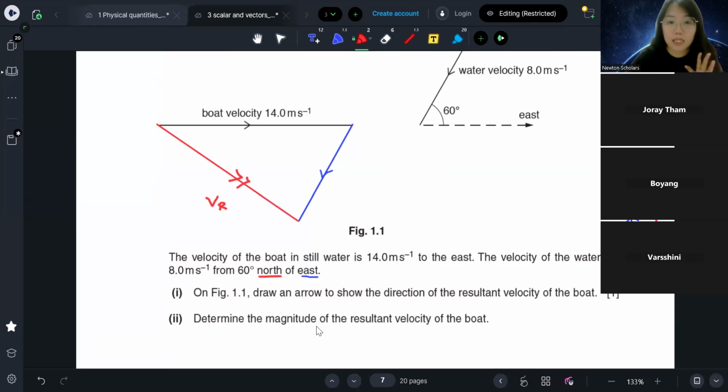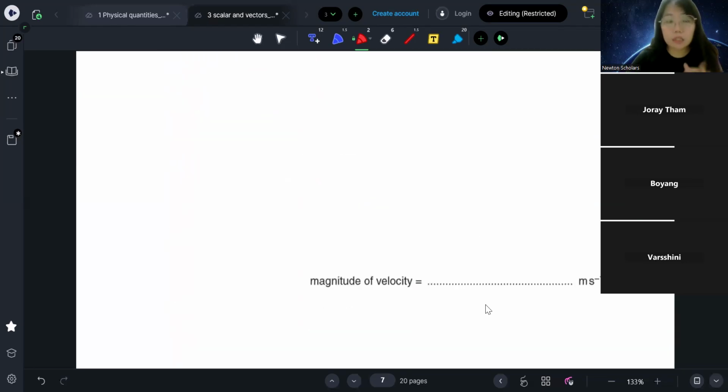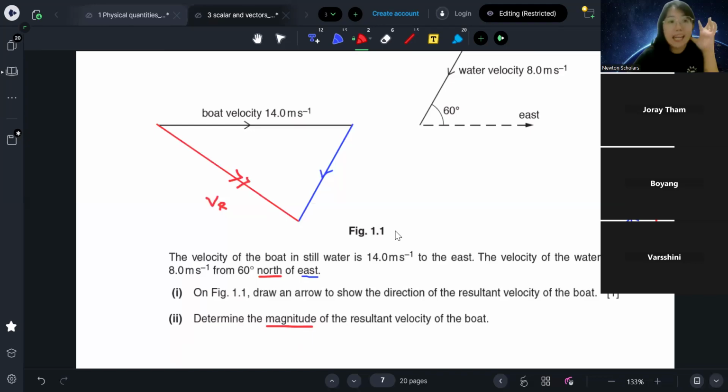Until here, this is the triangle of forces. Now the question is asking you to find the magnitude. Magnitude means the value. Normally when they ask for magnitude, they seldom ask you for direction. So for this one, magnitude, for me the easiest is using the cosine rule.